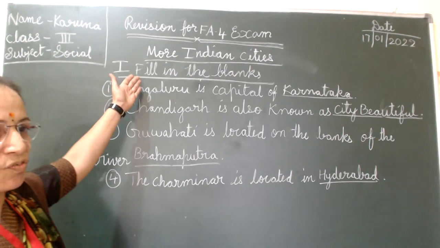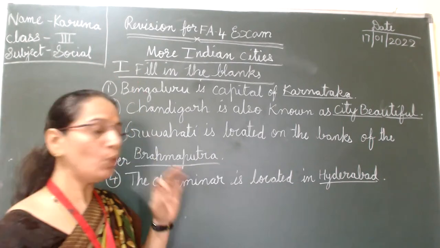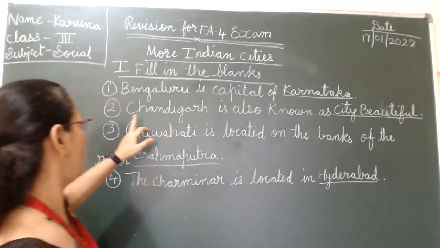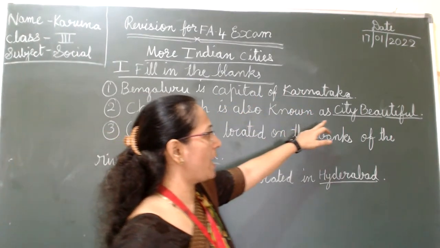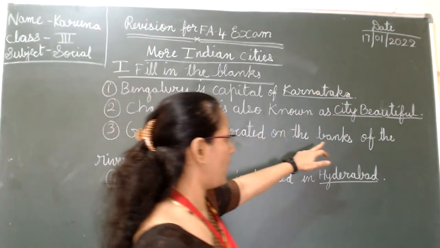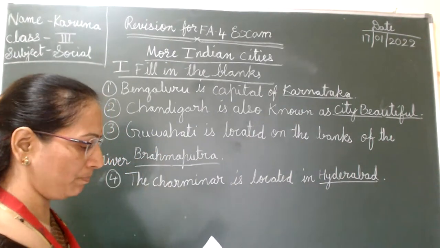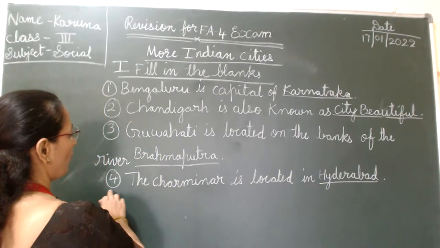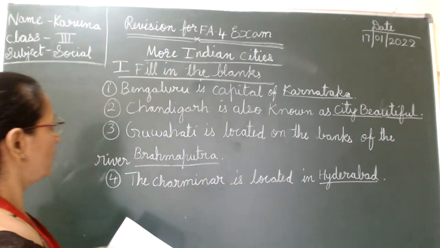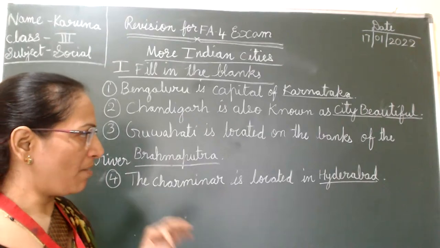Yes, this is the first read. You write three times and do practice. Bengaluru is the capital of Karnataka. Chandigarh is also known as City Beautiful. Guwahati is located on the banks of the river Brahmaputra. Fourth one, the Charminar is located in Hyderabad. Okay, write it down in draft notebook.